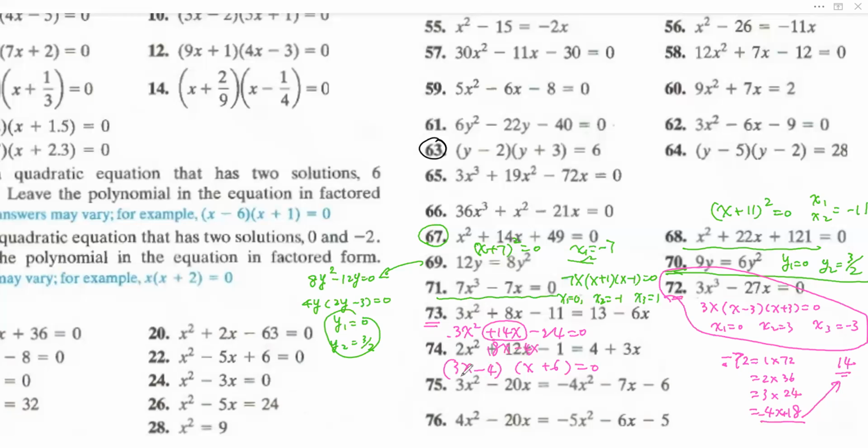Let's double check it. 3x squared, 18, negative 4, you get a positive 14, right? And negative 12. So one of the solutions of 73 is 4/3. The second one is negative 6 for the 73.